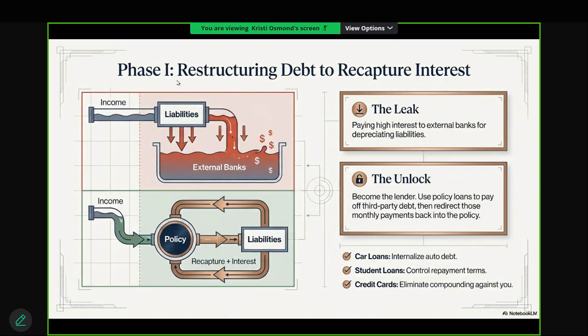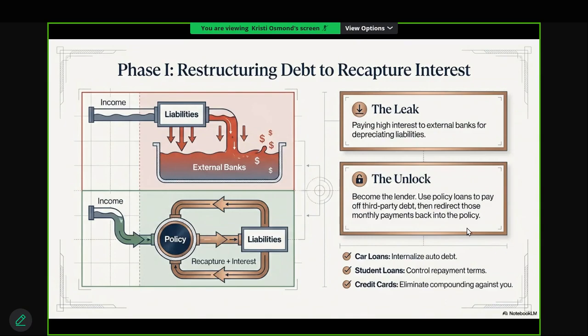So this is just talking about phase one, restructuring the debts. If we look at the liabilities and how much is actually going to external banks, what we're trying to do instead is have this go into the policy, recapture the interest, pay off the liabilities, and have this be in your internal system instead of just leaking out to external banks. So again, this is giving examples. We've got car loans. Sometimes it makes sense to refinance car loans, sometimes student loans, credit cards. Those are some examples on that side.